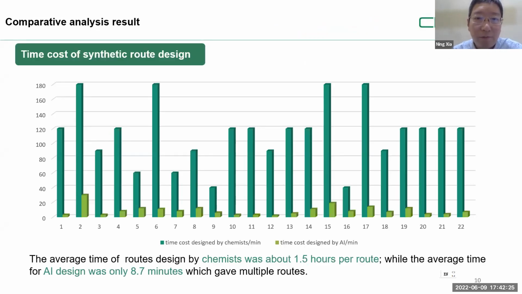In terms of time cost of synthesis route design, the AI is largely faster than humans, with 8.7 minutes on average. The average design time for chemists is 1.5 hours, nearly 10 times more than the AI system. It also needs to be mentioned that chemists only designed one route, but ChemAIRS can give dozens of routes with different synthesis strategies.